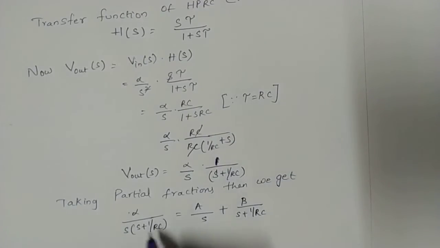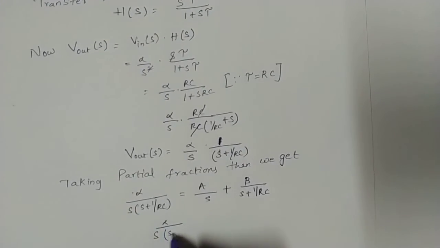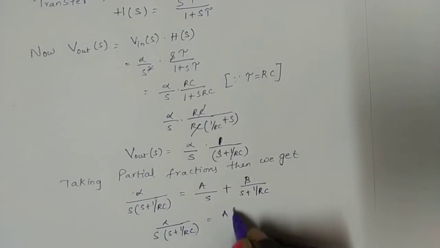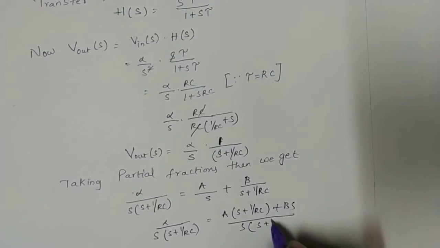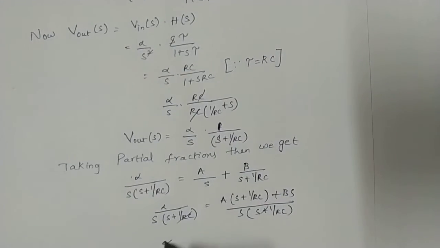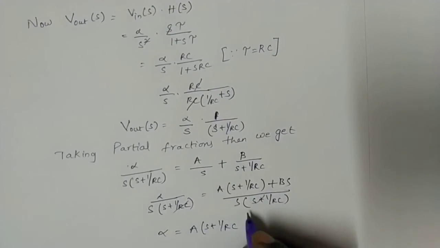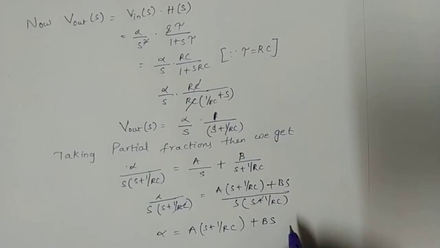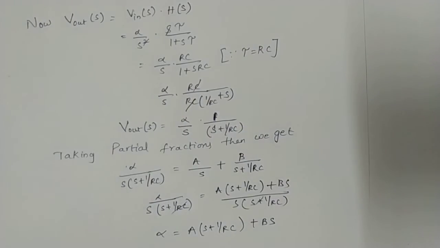This can be written as alpha equal to A into S plus 1 by RC plus B into S, all over S into S plus 1 by RC. We did it like this in the previous session also; if you want, you can go through those things. Both the denominators get cancelled. Now alpha equals A into S plus 1 by RC plus B into S.